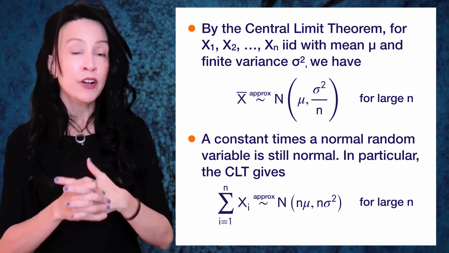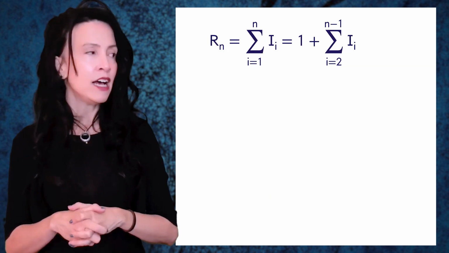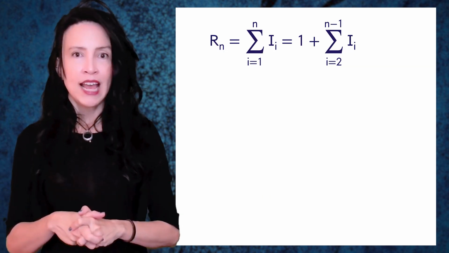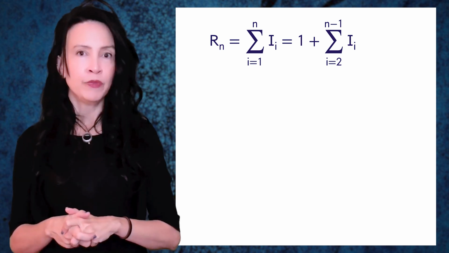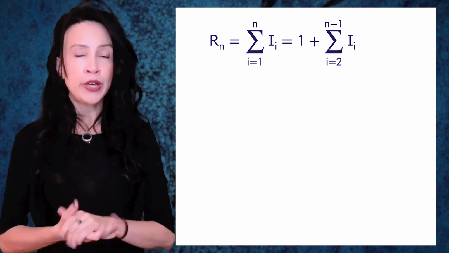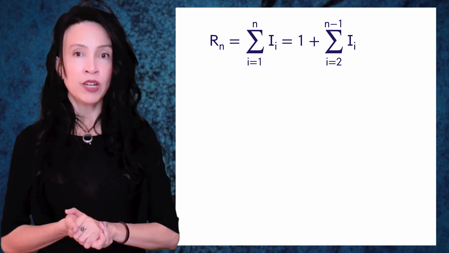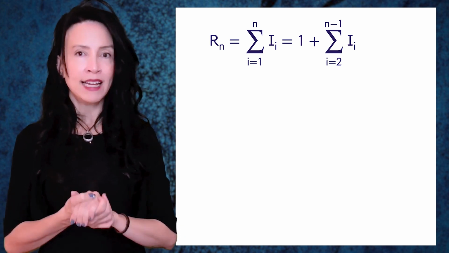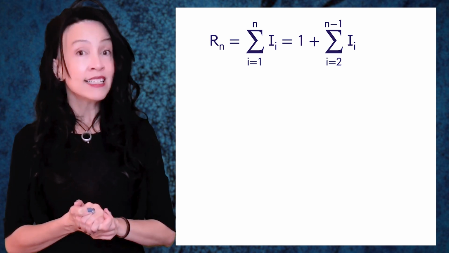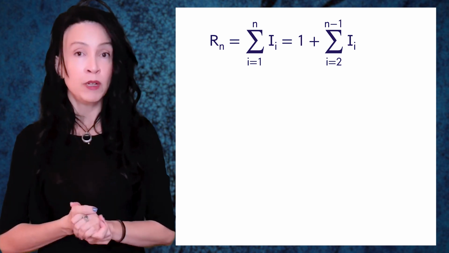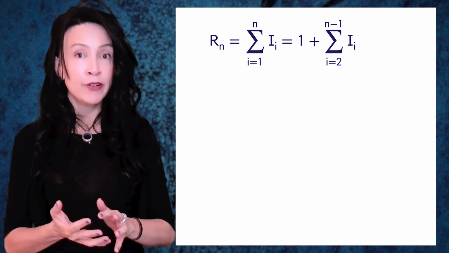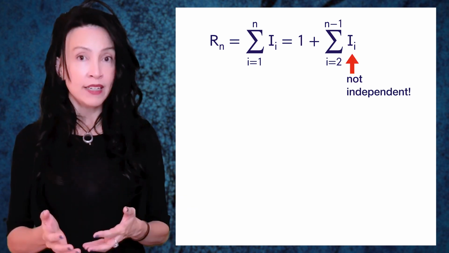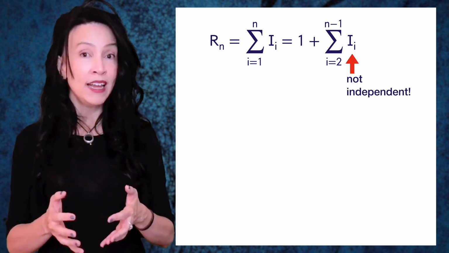So we have our number of runs, Rn, is the sum of the indicators, and I'm going to pull off the first one and the last one with 1 and 0, and we get 1 plus the sum as i goes from 2 to n minus 1 of the indicators. These indicators are actually not independent. The x's, x1 through xn, are assumed to be independent. The indicators turn out not to be independent, and you will see why if you stay to the end of this video.